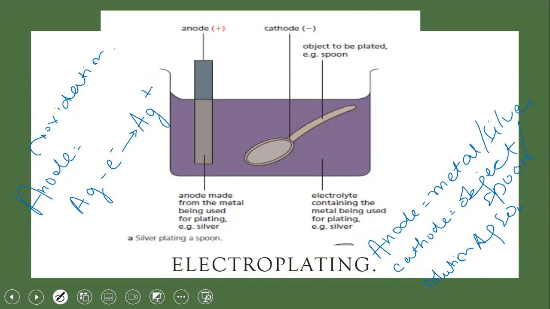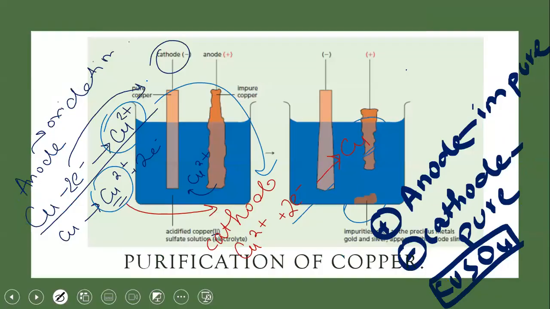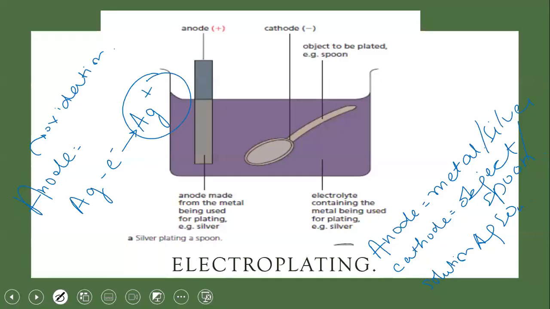Now, this process is similar to the purification one. Over here at the anode, we were making copper ion. So similarly, over here, we are making silver ion. Now, where is the silver ion going to go?